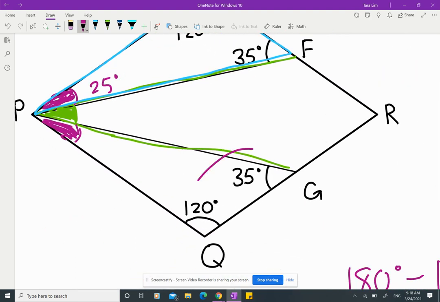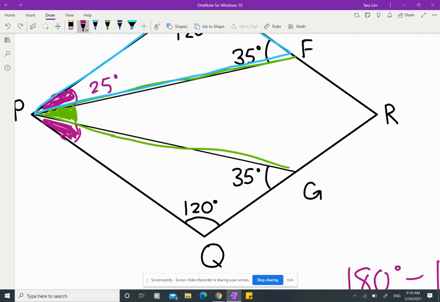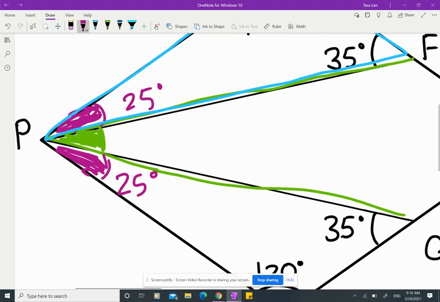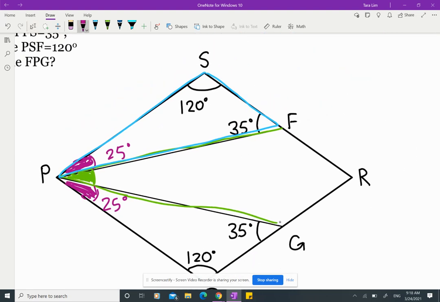And here, these angles are exactly the same. So that means this angle over here is also 25 degrees. So now we know that both of these are 25 degrees. We cannot just do 180 minus 25 degrees and minus 25 degrees to know this answer. That is incorrect, so please don't do that.